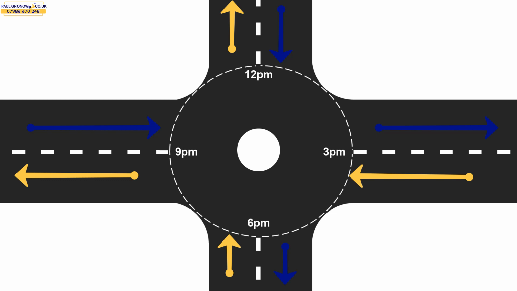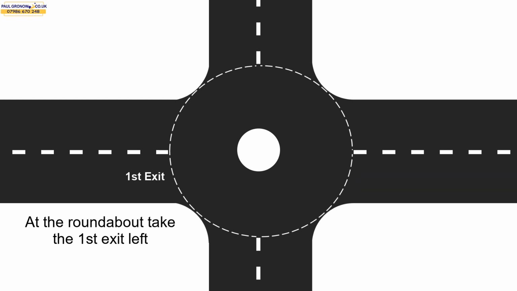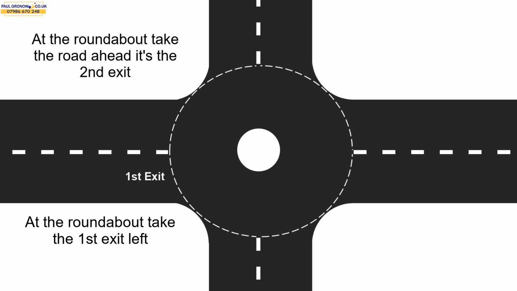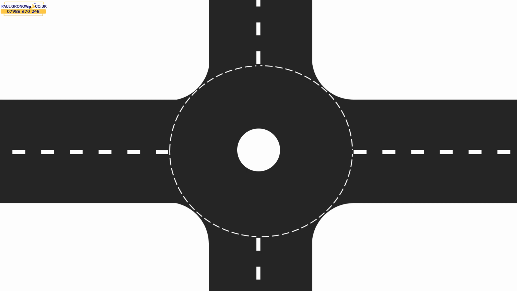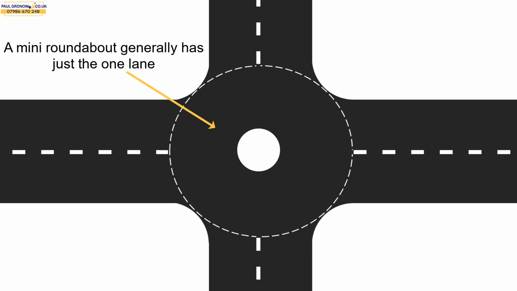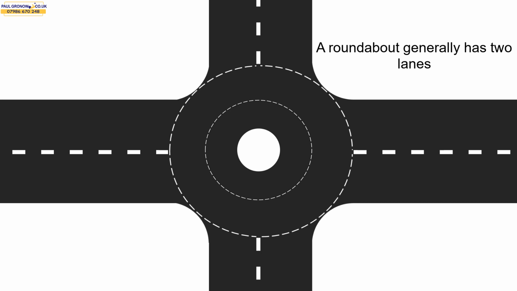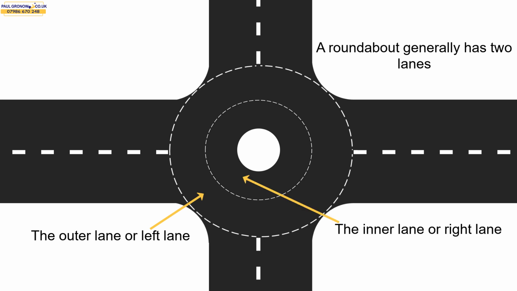Terminology that could be used is: at the roundabout take the first exit. At the roundabout take the road ahead, it's the second exit. And at the roundabout go right, it's the third exit, or go around the roundabout, it's the fourth exit. Okay, so a mini roundabout generally has one lane. You might come down into first gear on busier times, remembering everything's a lot tighter on a mini roundabout. The roundabout generally has 2 lanes. The outer lane, as you can see here, or the left lane, is for turning left or road ahead, and the right lane is for turning right.